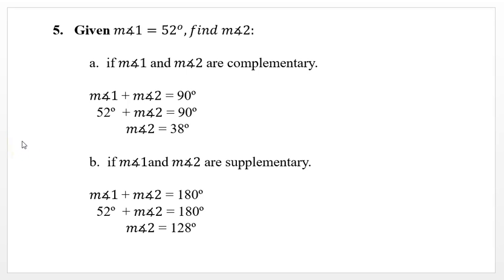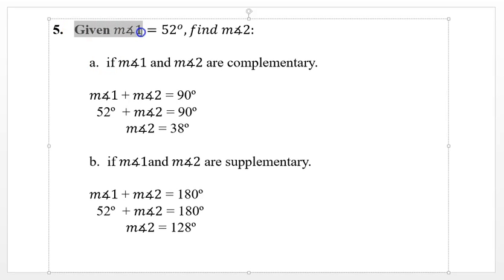Okay, number 5 here, this one is about supplementary and complementary angles. So I will give you something just like this. Given the measurement of angle 1 is 52 degrees, find the measurement of angle 2 if 1 and 2 are complementary. So that's the first one, and this is how you can do that. Complementary angles add up, so 1 and 2 add up to 90 degrees. Just like the angle or segment addition postulate, plug in what you know. You know that angle 1 is 52 degrees, solve for angle 2.